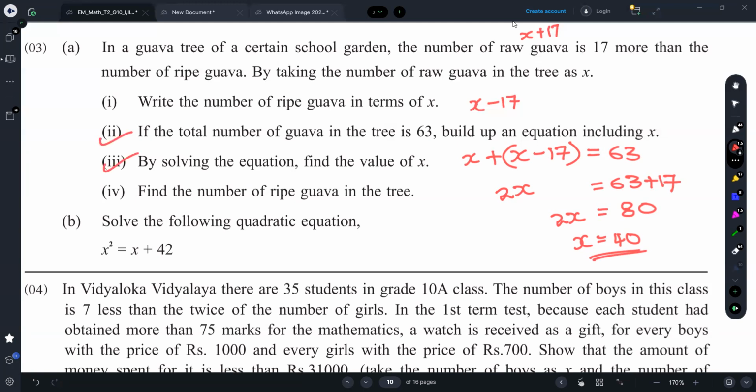Now, in the second part, we should only build up the equation. x plus x minus 17 equals 63.